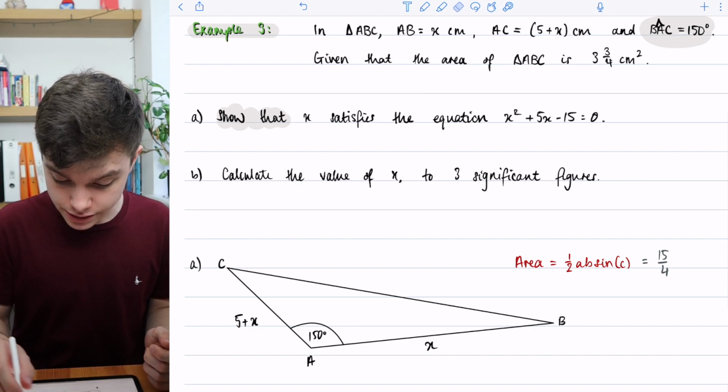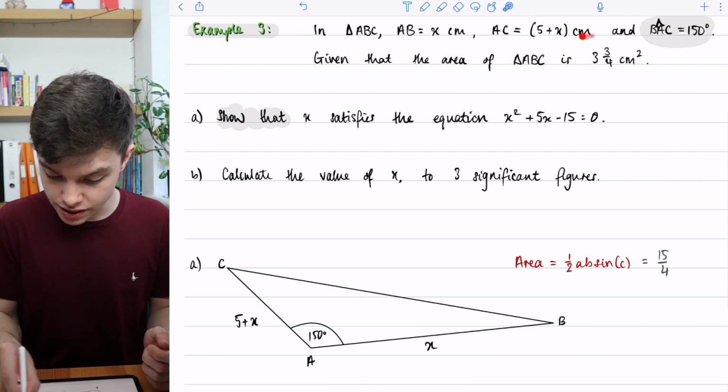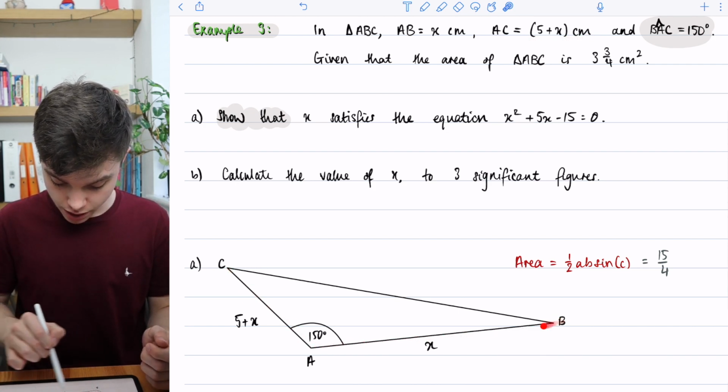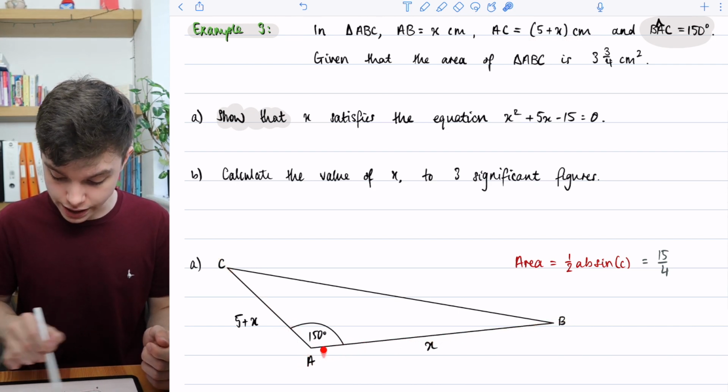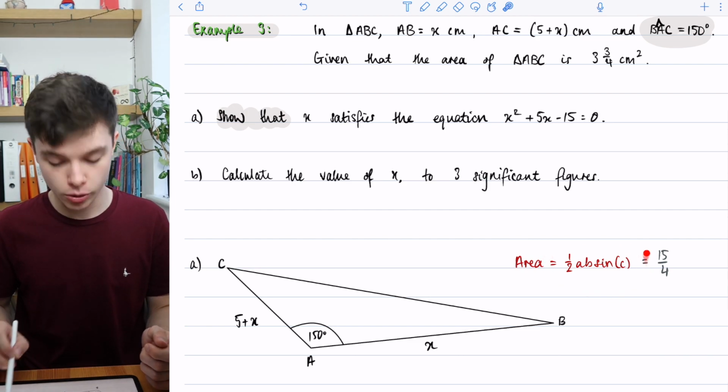And then all we really need to do is use this information, or the information down here on the drawing, to just substitute into this formula.